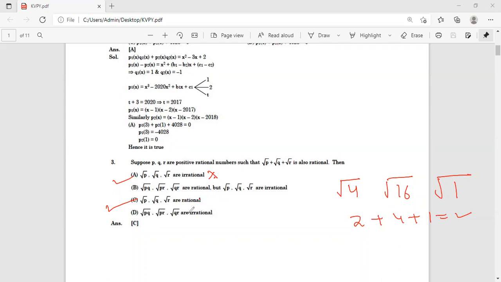Root PQ, root PR, root QR. What is root PQ as per this one? Root PQ will become 64, root PR will become 16, root QR will become 1. So these are also rational. So this is definitely wrong. Root PQ, root PR are rational, and these are irrational. This will not be always irrational. Definitely we can say only C is correct from this.